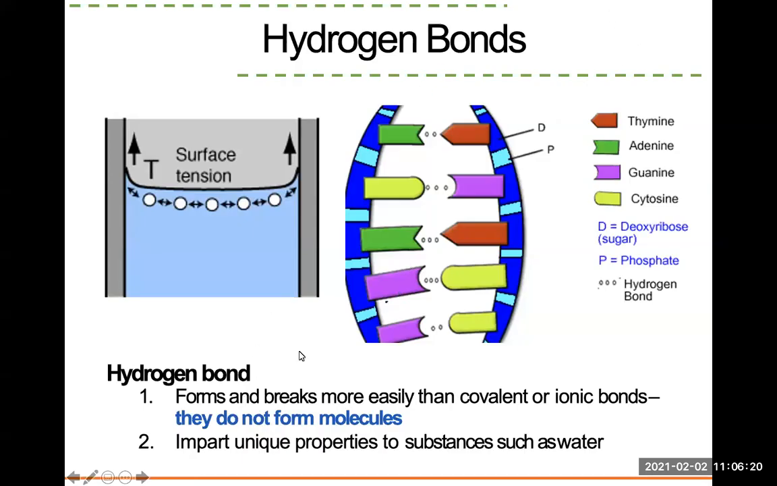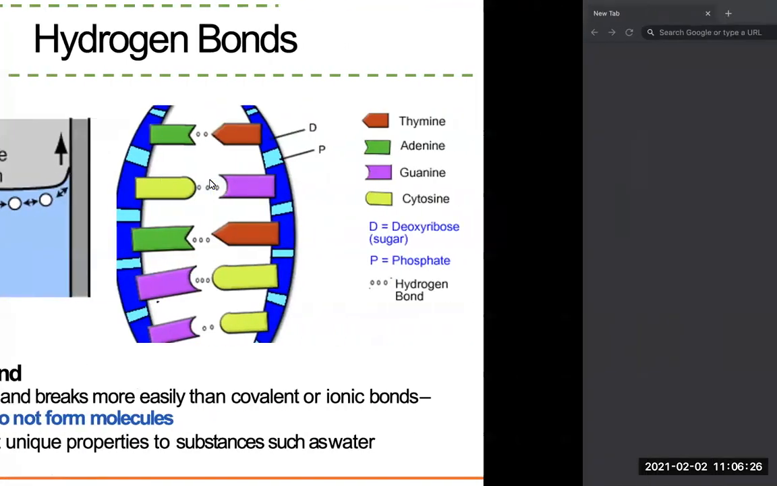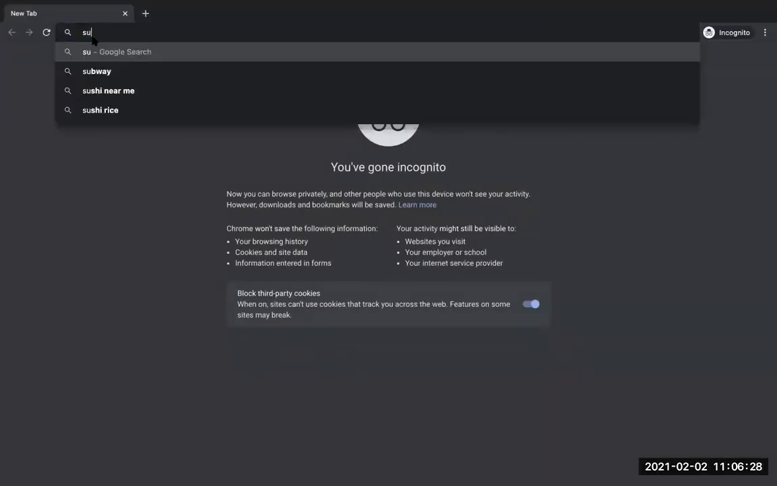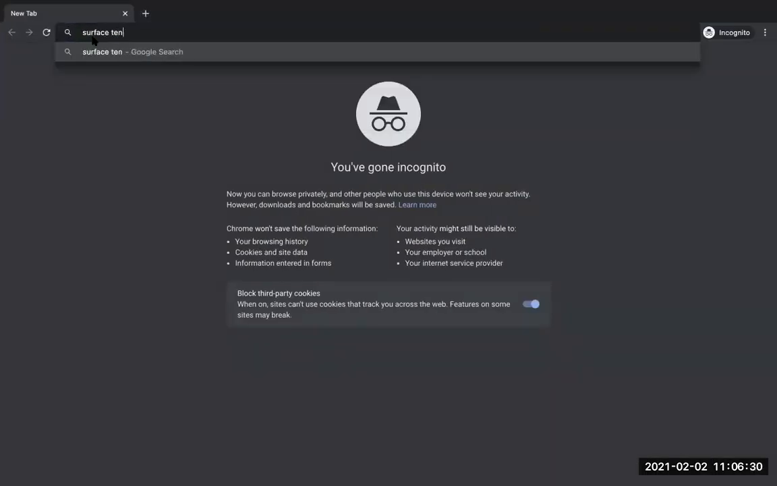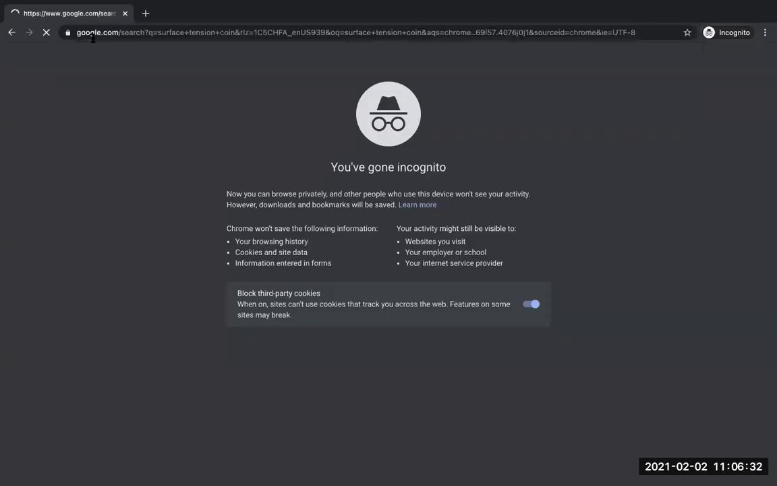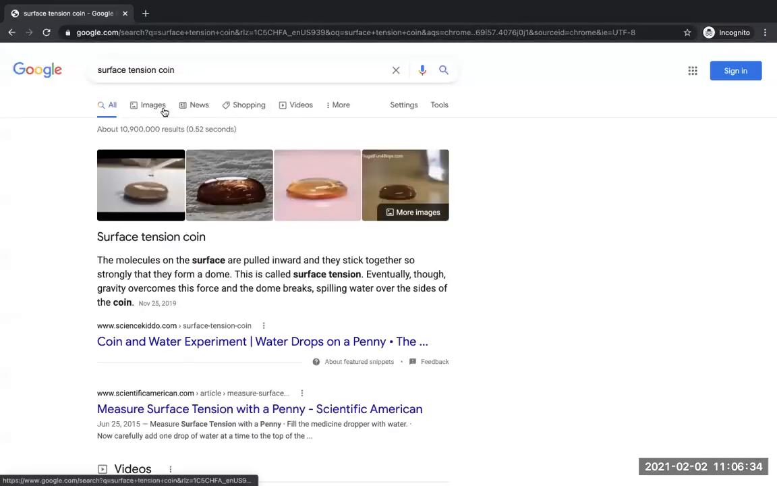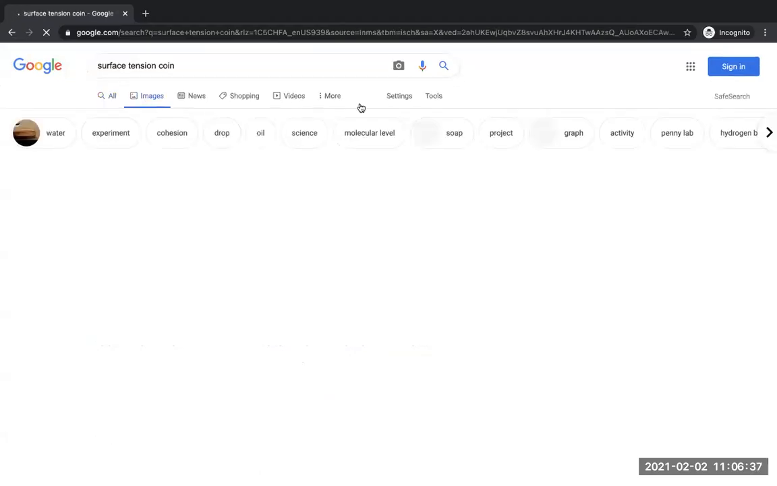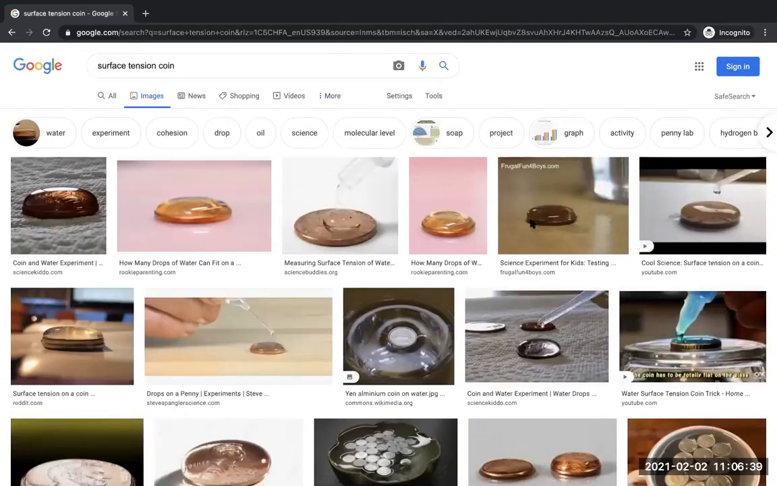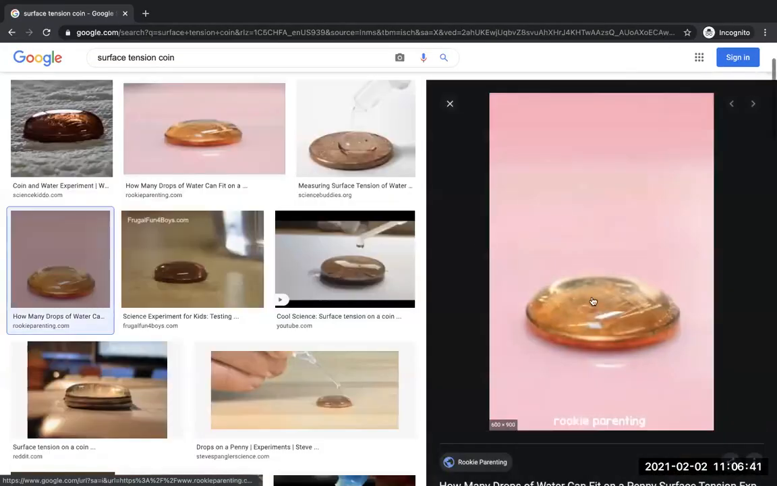So water has some unique properties. Actually, before I do that, let me show you some examples of surface tension. So if you have a coin and you start adding water to that coin, before it runs over, it's gonna start collecting on top, basically, if you add drop by drop. And that surface tension is those weak hydrogen bonds keeping it together.